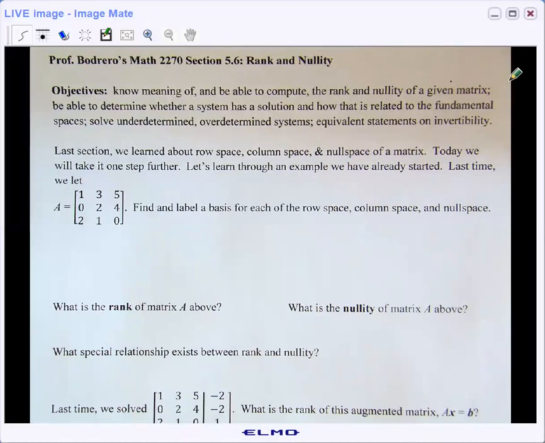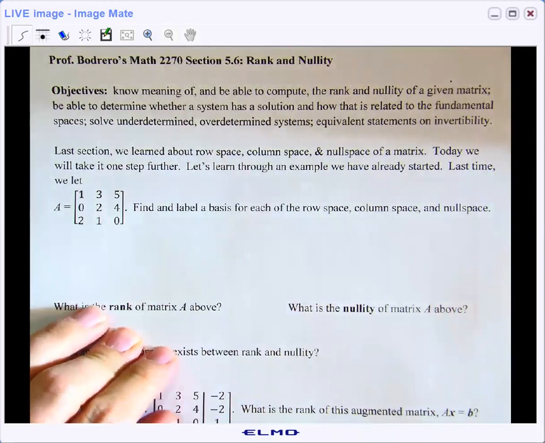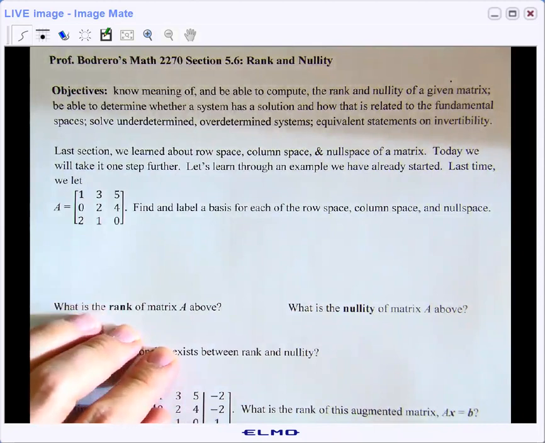Welcome to section 5.6, talking about rank and nullity for a matrix. So our objectives for this section are to know the meaning of and be able to compute the rank and nullity of a given matrix, be able to determine whether a system has a solution and how that is related to the fundamental spaces, solve overdetermined and underdetermined systems, and know some equivalent statements on invertibility.